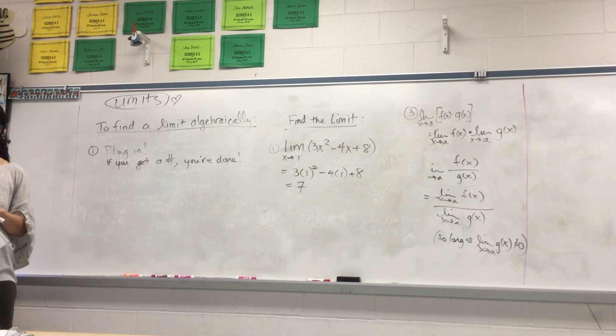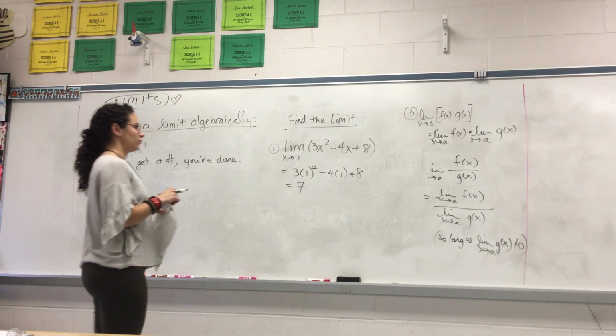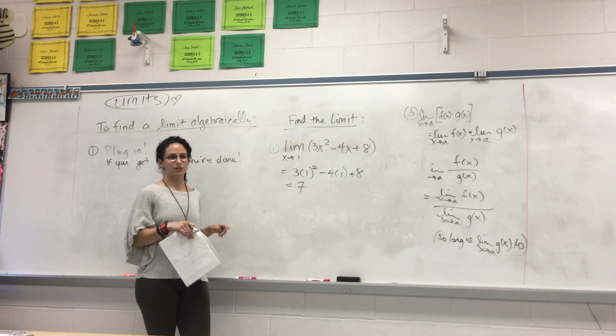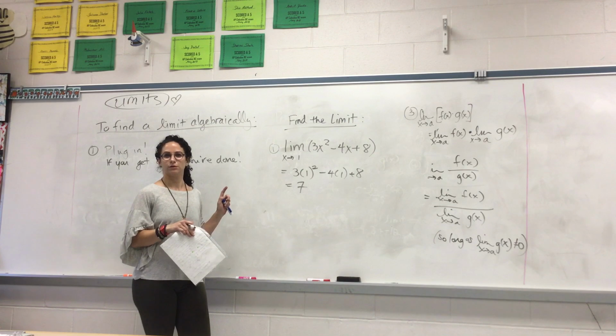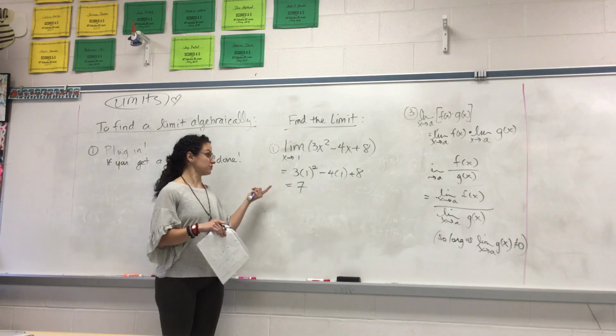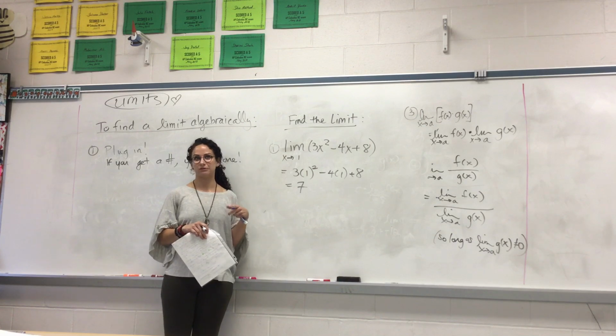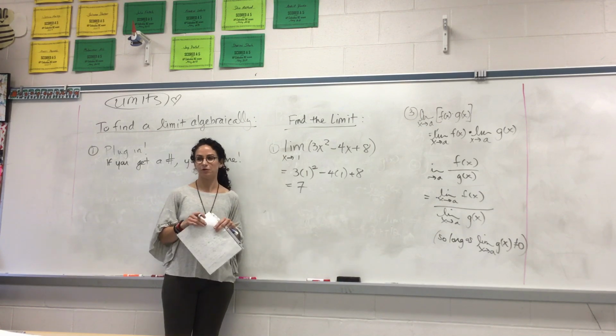Okay. What's that mean? I have a parabola. And what does it mean? As x approaches 1, the y value approaches 7. So you probably have a point (1, 7) on your graph, probably, right?